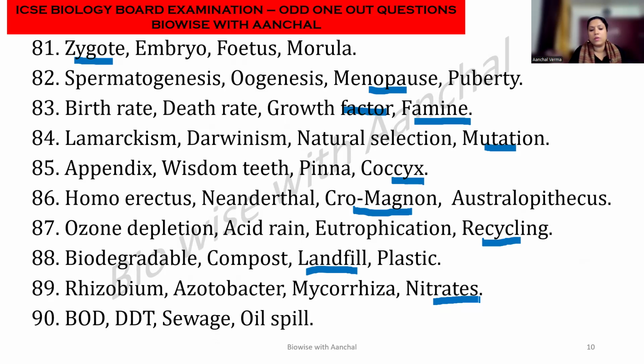BOD, DDT, sewage, and oil spill. BOD is biological oxygen demand that increases when the pollution in water increases. The rest are the pollutants. The rest are the water pollutants.